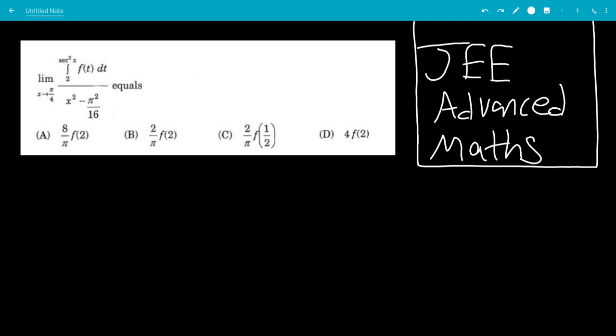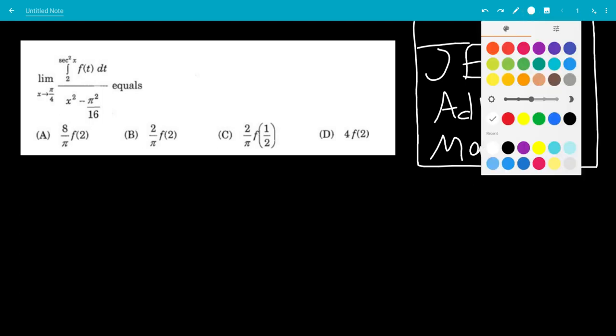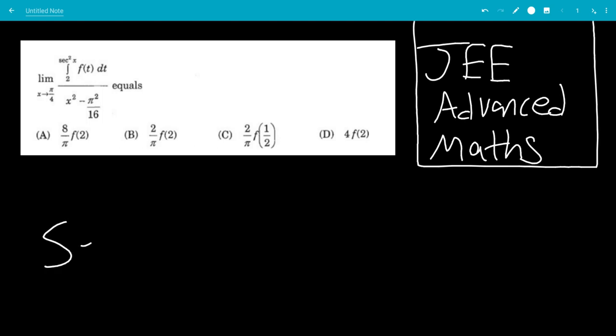In this video, we're going to do a JEE Advanced Maths problem. So we're going to do the limit of x going to pi over 4 of the integral from 2 to secant squared x of f of t over x squared minus pi squared over 16. So let's look at the value of secant squared of pi over 4.